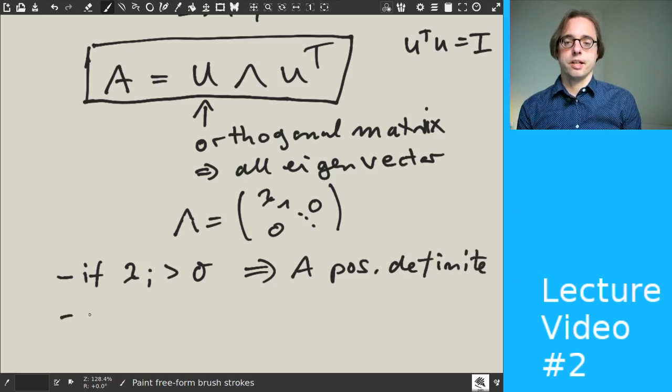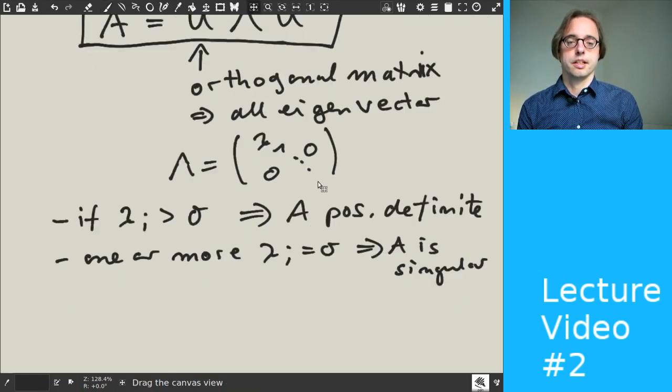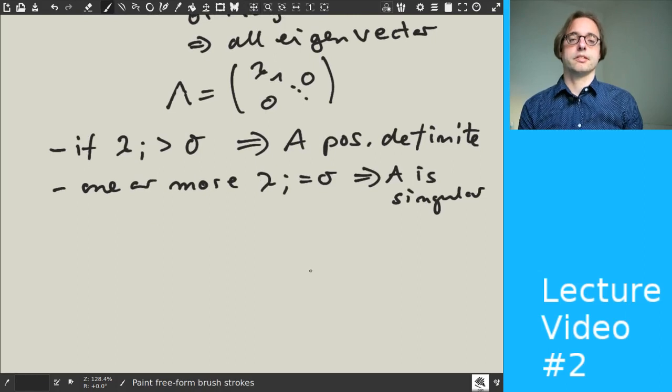If one or more of the lambdas are equal to 0, then A is singular. So this is something we will see occasionally in multivariate statistics, and we try to avoid it because we often would like to invert the matrix, and matrices that have 0 eigenvalues are basically difficult to invert.